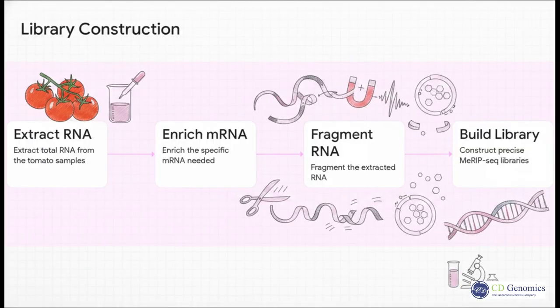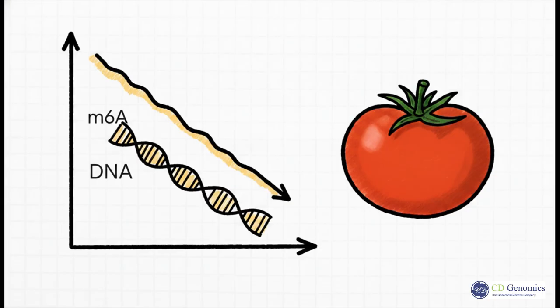To get their answers, the researchers followed a really strict library construction phase. They extracted the total RNA directly from the tomato samples, enriched the specific RNA they needed, fragmented that RNA down, and meticulously constructed the precise MeRIP-seq libraries required for sequencing. And get this, what they found was visually and biologically stunning. They discovered that RNA methylation is incredibly dynamic.